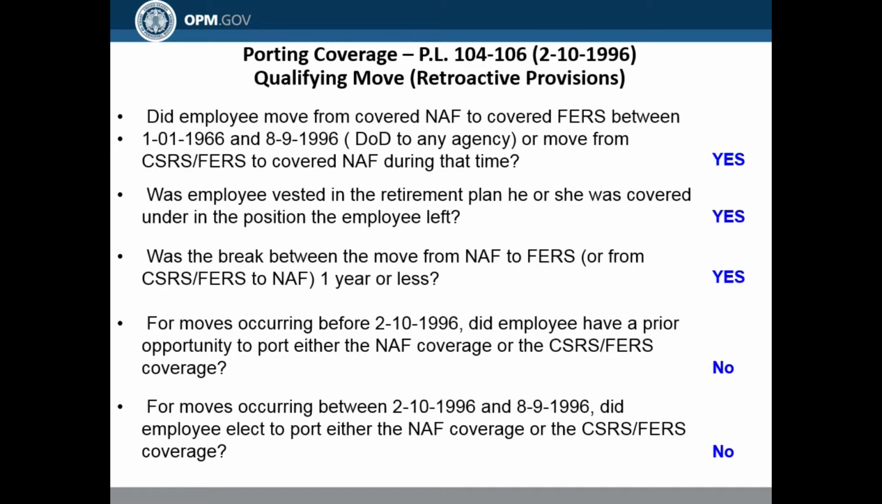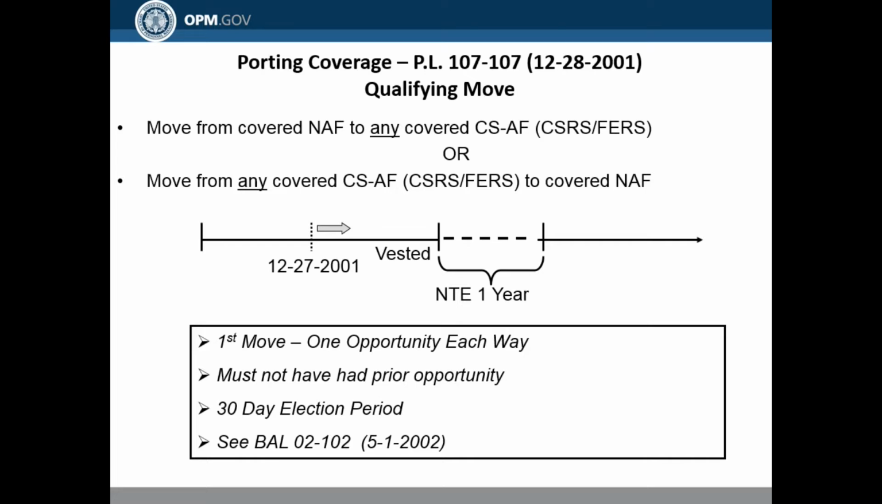And again, for the other one, for moves occurring between 2/10/96 and 6/9/96, did the employee elect to port either the NAF coverage or the CSRS and FERS coverage? If the answer to that is no, again, you're good. They would have a portability election under 104-106.